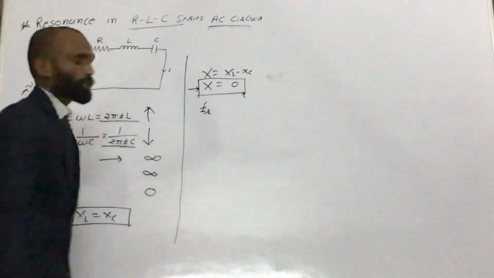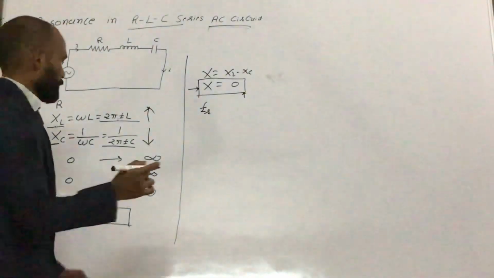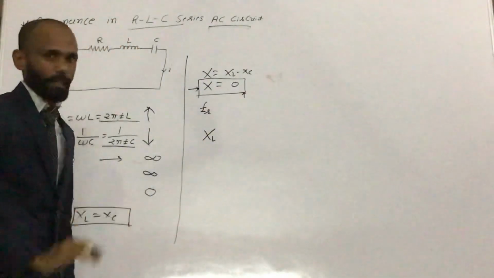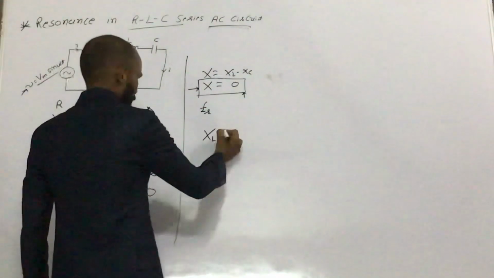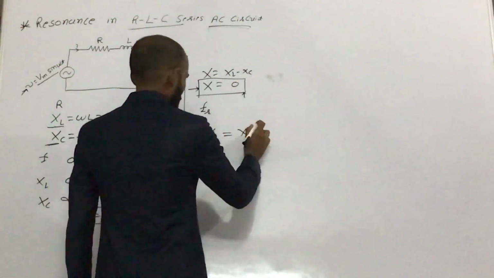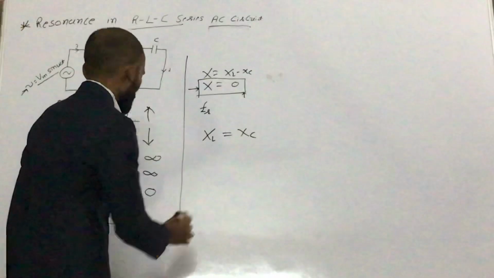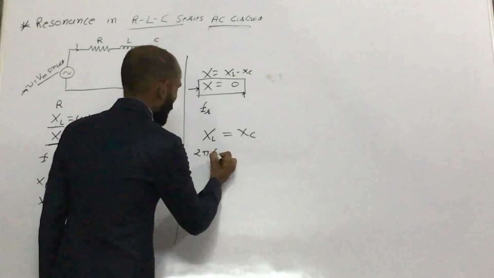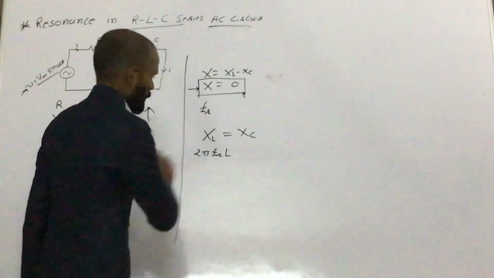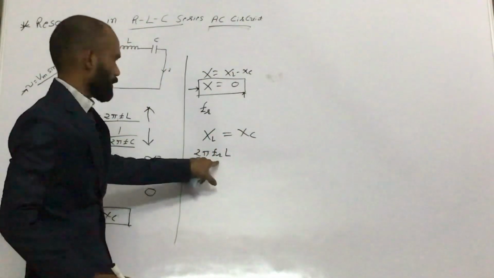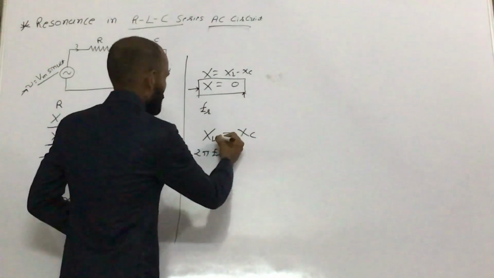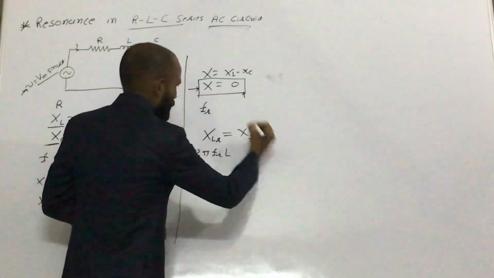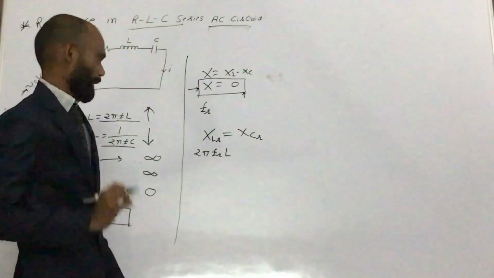Now we obtain the equation for the resonance frequency. At resonance, inductive reactance and capacitive reactance are both equal, so XL is equal to XC. We know that XL is equal to 2 pi F L, so it is 2 pi Fr into L, because this XL is at the resonance condition. We represent the inductive reactance at resonance by XLR and the capacitive reactance at resonance by XCR.